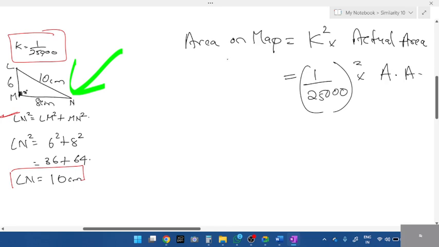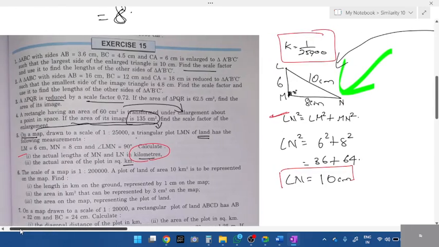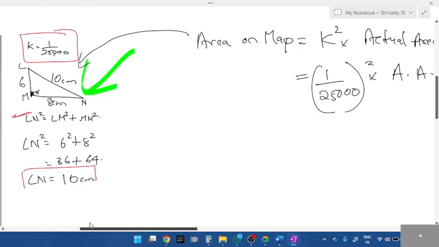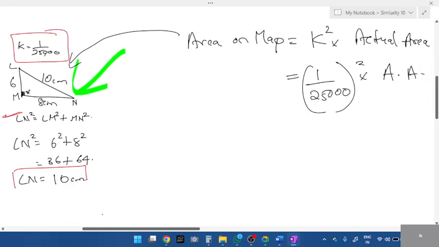Now, we don't know what the actual area is, students. We have not seen that. But we know the area on map. Is the area on map given here? It's not given and they will never give it. Using the triangle formula, can we find the area? Is it possible? What is the area of a right angle triangle? Half into?